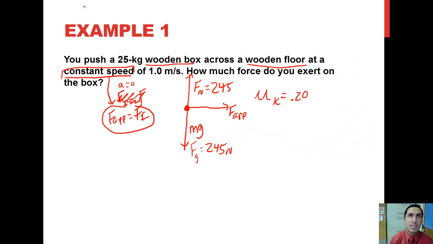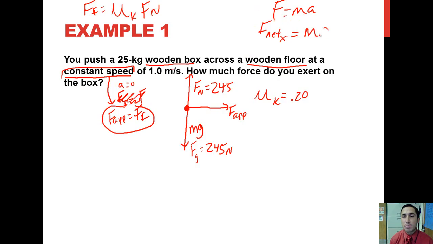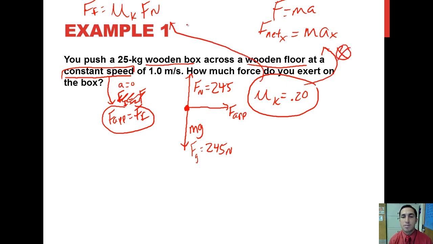The first equation is friction force is equal to coefficient of friction, in this case mu k, times your normal force. Next one is going to be force is equal to mass times acceleration, but we know that that is now net force in the x direction equaling mass times acceleration in the x direction. So, what are we going to do here? Well, we have mu k. We want to use that. Can we use it in this first equation anywhere? No, we can't. Can we use it in that second equation? Yes, we can.